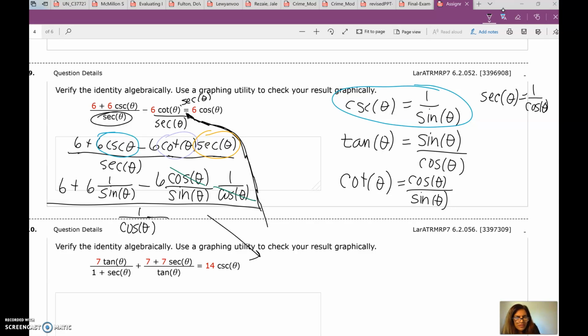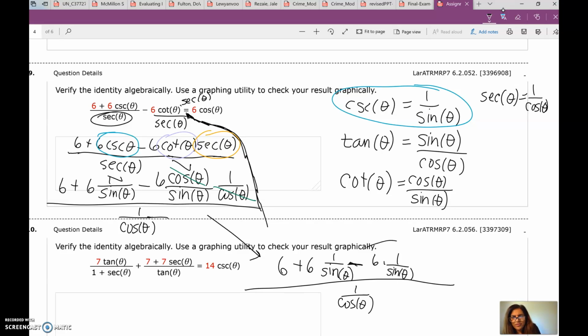What we're going to have is 6 plus 6 times 1 over sine minus 6 times 1 over sine, and that's all we're going to have left for this term because the cosines canceled and our denominator is still 1 over the cosine of theta. But what we notice is that these are equal and opposite, so they cancel.